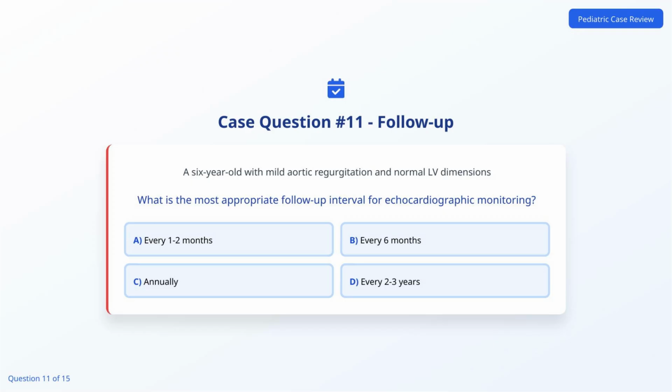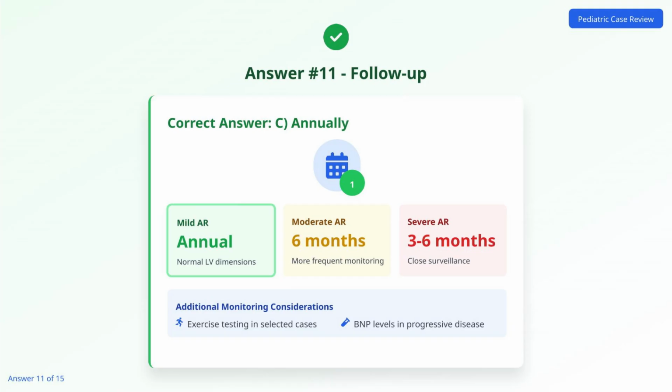A 6-year-old with mild aortic regurgitation has normal left ventricular dimensions on echocardiography. What is the most appropriate follow-up interval for echocardiographic monitoring? Is it A, every 1 to 2 months, B, every 6 months, C, annually, or D, every 2 to 3 years? The correct answer is C, annually.